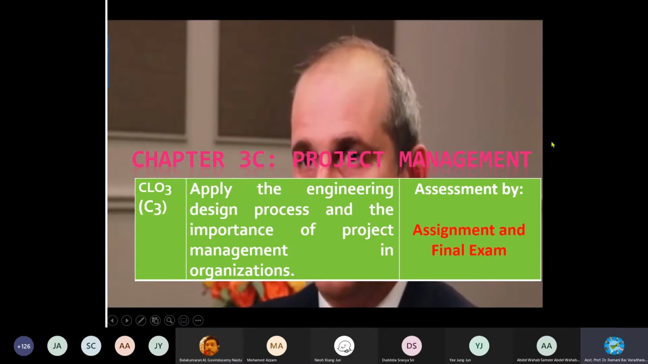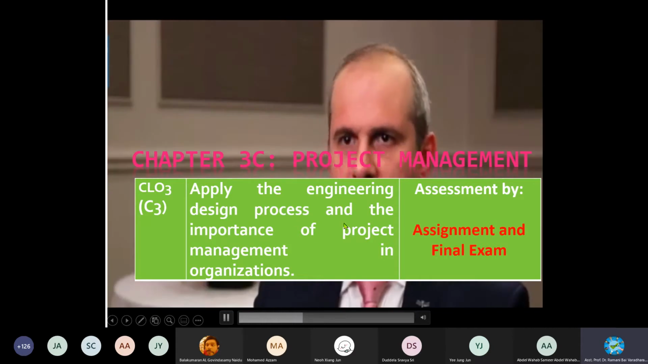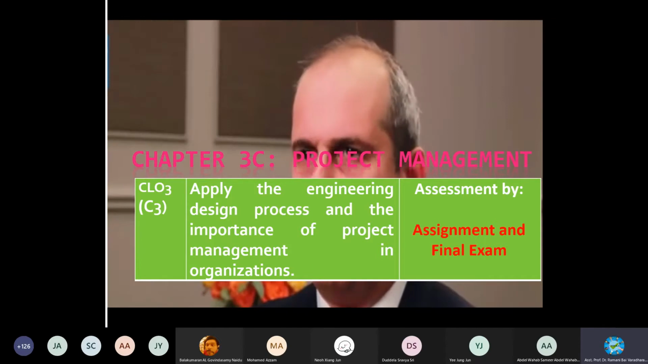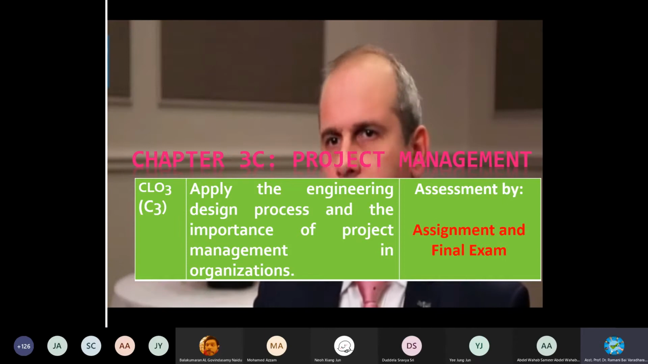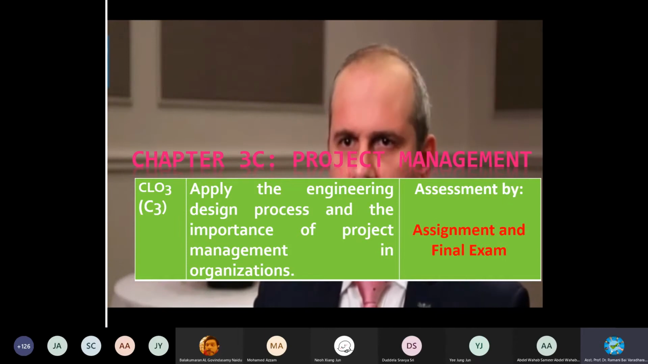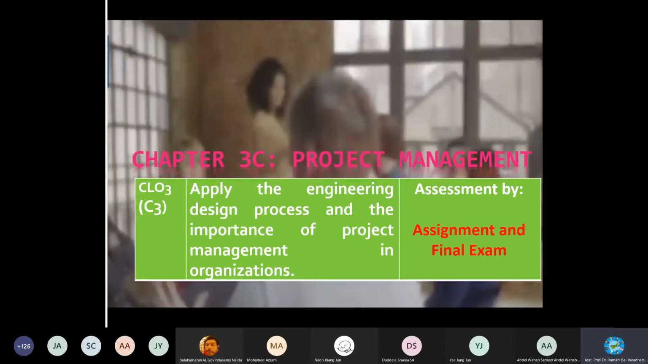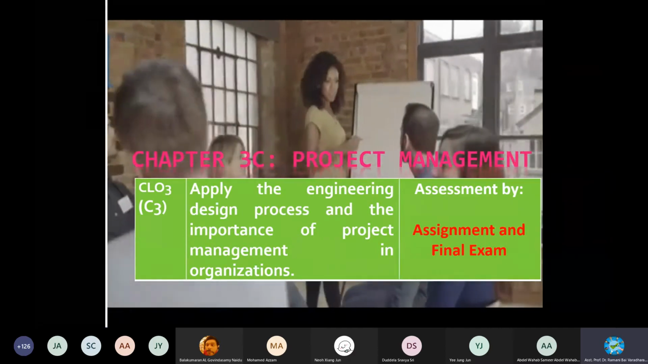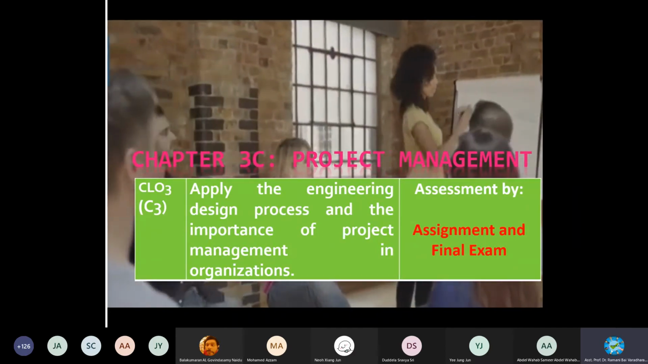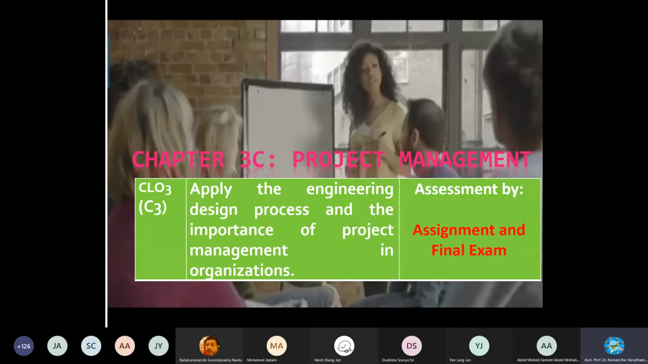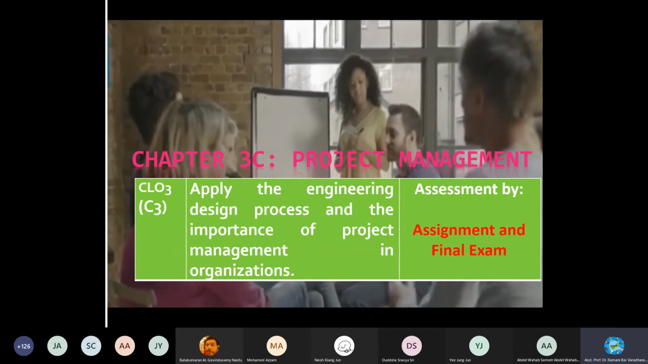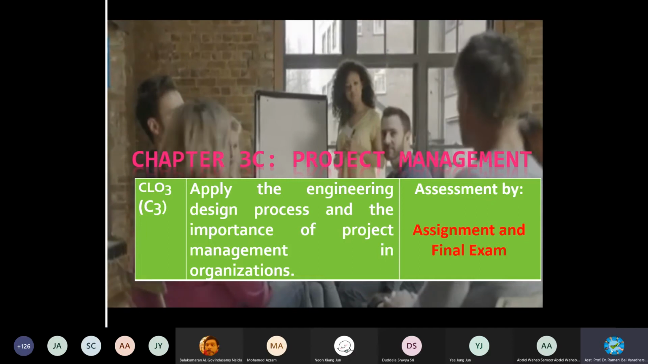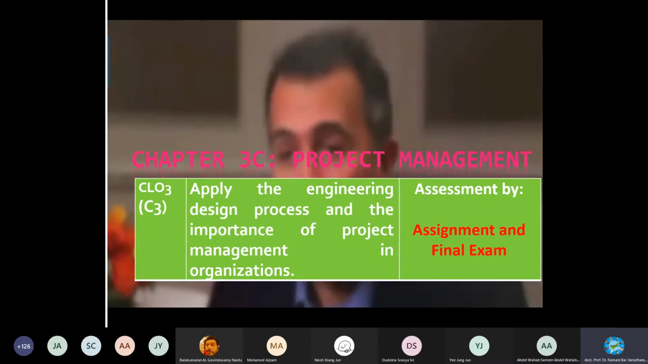I put under 3C, project management, covered by applying the engineering design process and the importance of project management in organization. C3, the level of learning that you have to go for here is C3. You have to apply your engineering design to develop the skills of planning and execution of a project. That is what is expected from this topic. At the end of the topic or the chapter, you will learn the skill of how to execute a project, what skills one has to achieve.